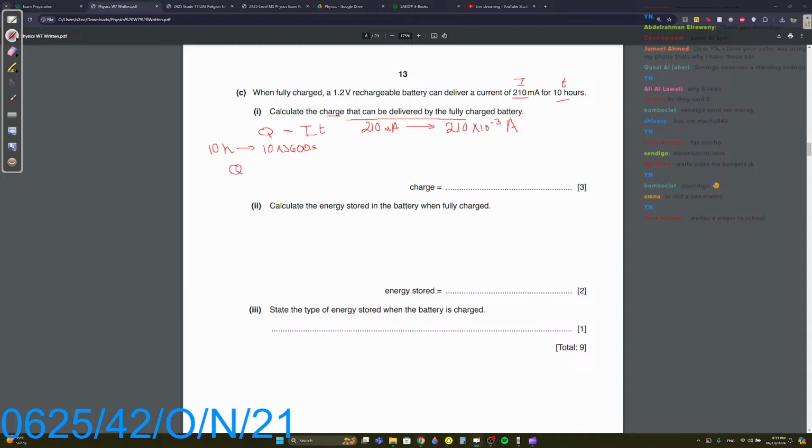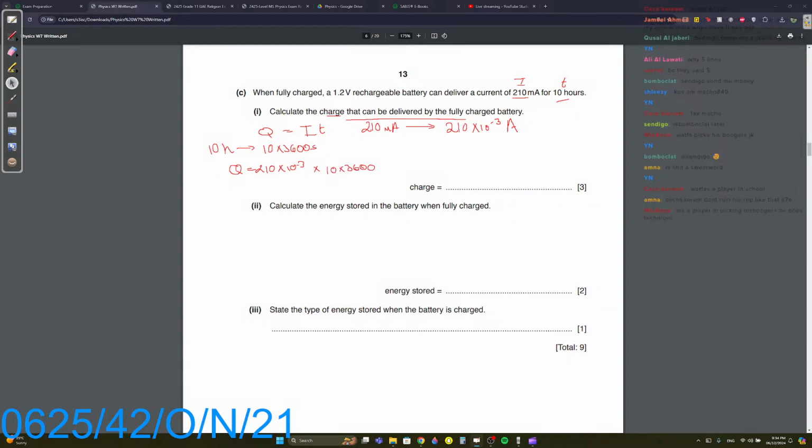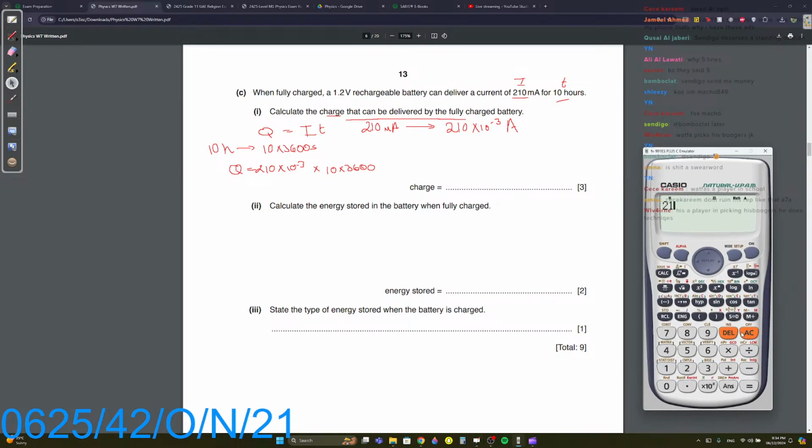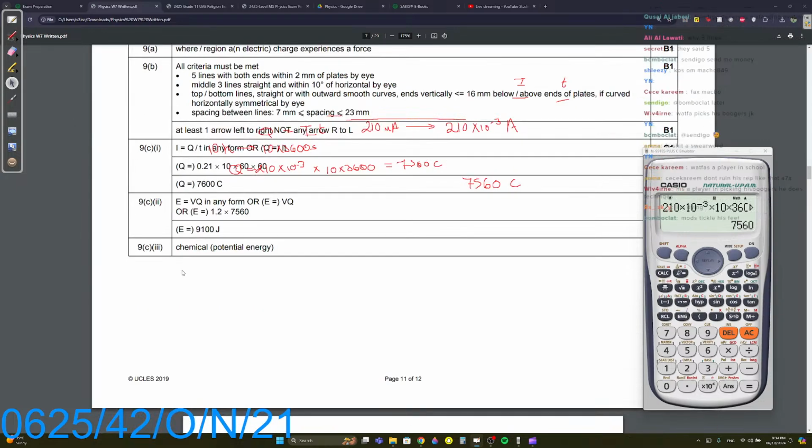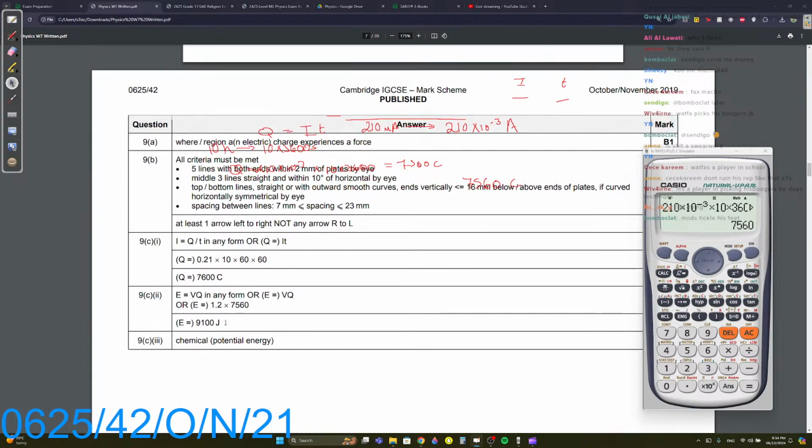Okay, to find Q, we're going to multiply 210 times 10 to the power of negative 3 times 10 times 3,600, right? And let's see, what do we get? You're going to get 7,560 coulomb, right? So 7,560 coulomb. But I think they wanted 2 significant figures. Let me see the marking scheme. No, they just wanted... Okay.